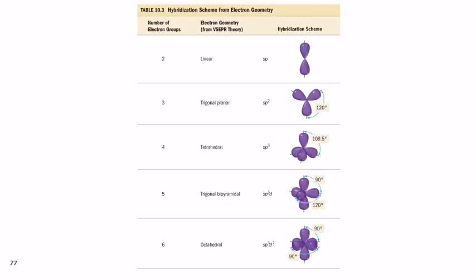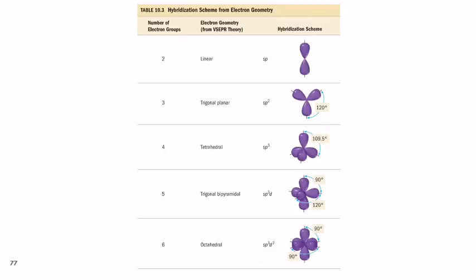sp hybridized orbitals. What if you have 3 groups? S, P, P, sp2. If you have 4 groups, sp3. Okay? Then I get to the point where I'm going to run out of fingers. 5 groups, sp3d. You need 5 orbitals, right? Here you need 6, sp3d2.